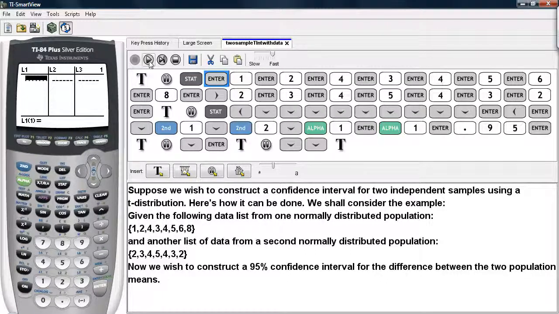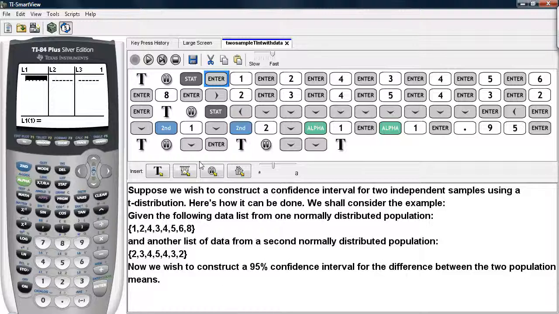Suppose we wish to construct a confidence interval for two independent samples using a t-distribution. Here's how it can be done. We will consider the example of two lists of data, each given from a normally distributed population. And here we have the lists given below. Now we will want to construct a 95% confidence interval for the difference between the two population means.